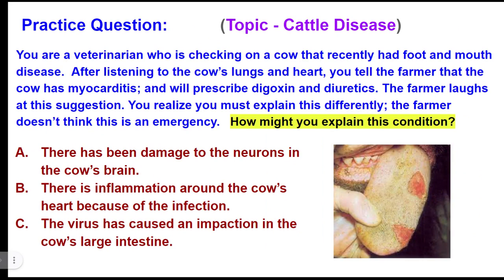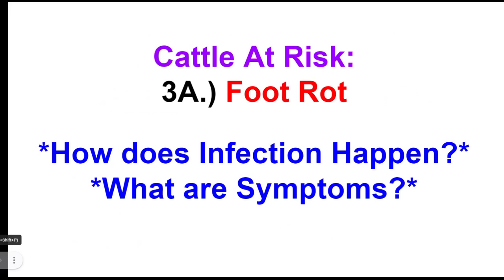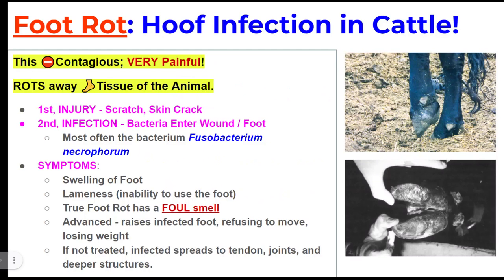All right, here, let's try a practice question. All right, number 3, foot rot. How does this infection happen? What are the symptoms? Foot rot, hoof infection in cattle. This is not contagious. It's not a contagious disease, but it is very painful. This is something that happens where the cattle's foot or hoof tissue actually rots away.